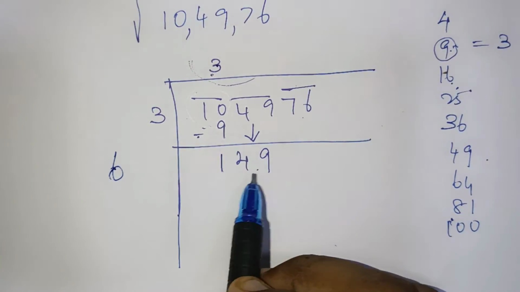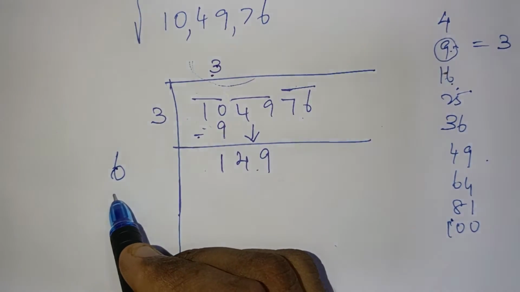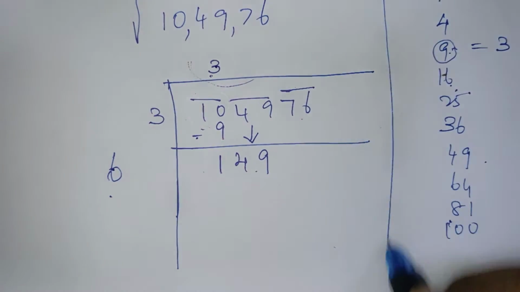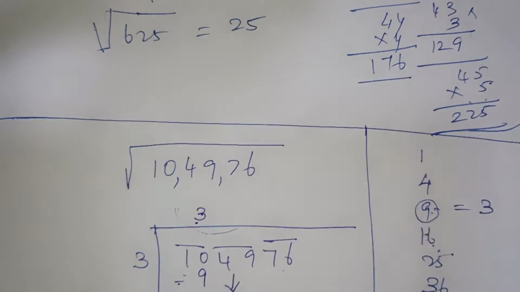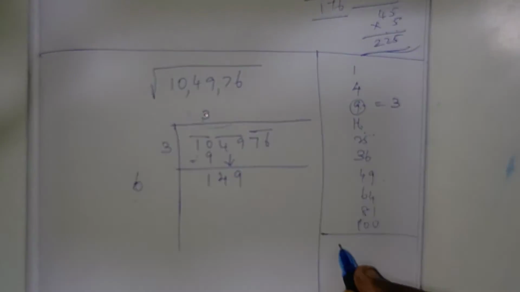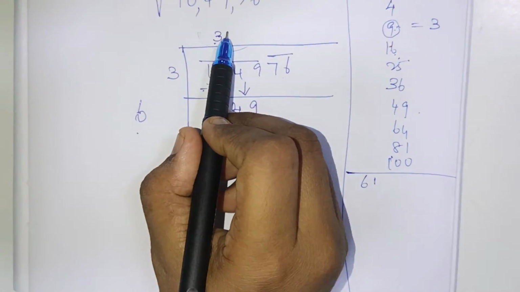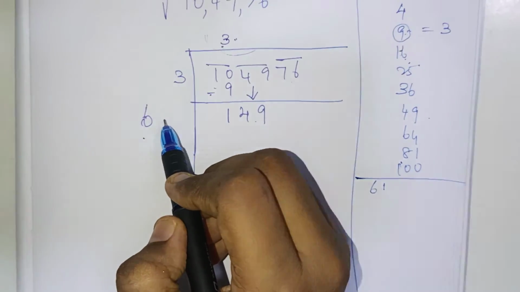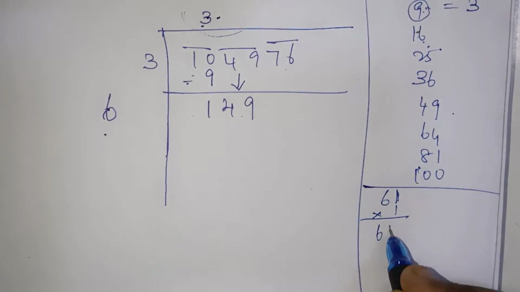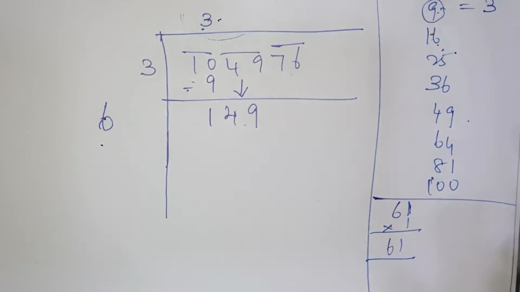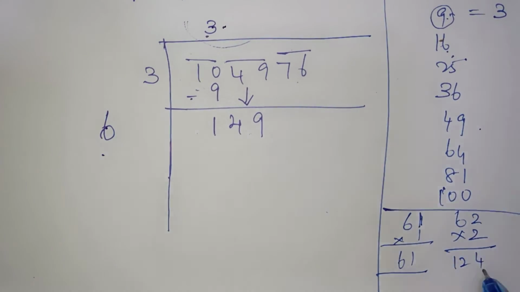Now I should get the nearest square number of this 149 with 6. What do I have to do? I should keep trying multiples with 6. Whatever number you write in the quotient, the same number you have to write as a divisor on the side. So let me start with 1. 61 into 1 is 61. This is not it, so again I go to 62 into 2. 62 into 2 is 124.